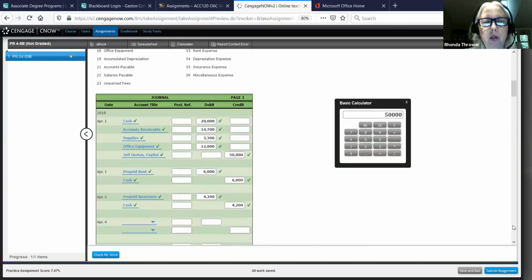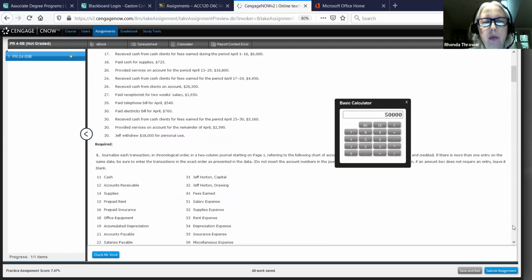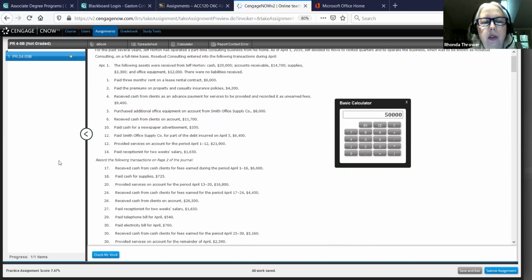On the next transaction, which was April the 4th, we received cash from clients as an advance payment for services to be provided, and it is recorded as unearned fees for $9,400.